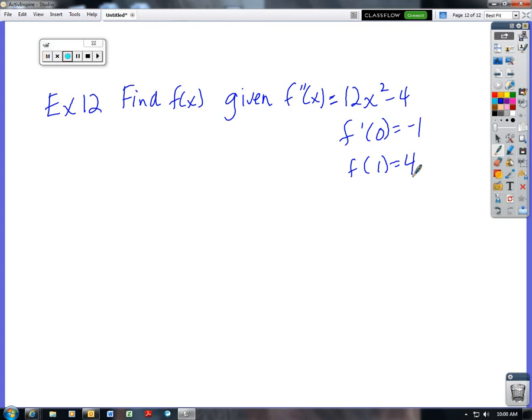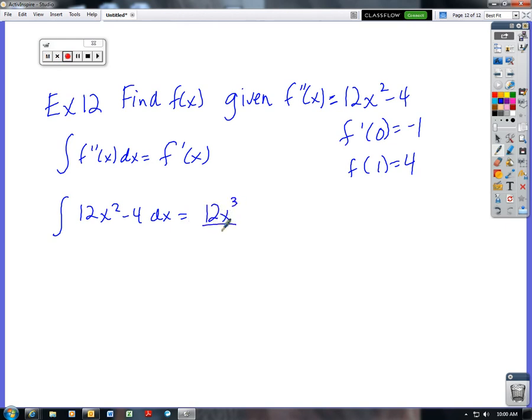Okay, so the integral of the second derivative will give us the first derivative. So that's where we're going to start. We're going to find the first derivative first. So I'm going to integrate 12x squared minus 4 dx. That's going to be 12x cubed, add 1, divide by the new exponent, minus 4x, plus c. So that's 4x cubed minus 4x plus c equals f prime of x, by the way. That's why it's important to label these so that you don't get lost.